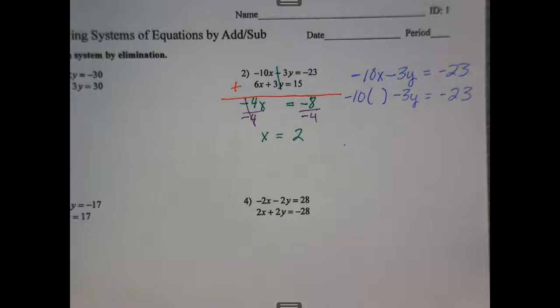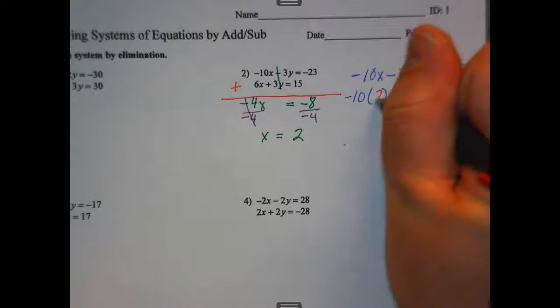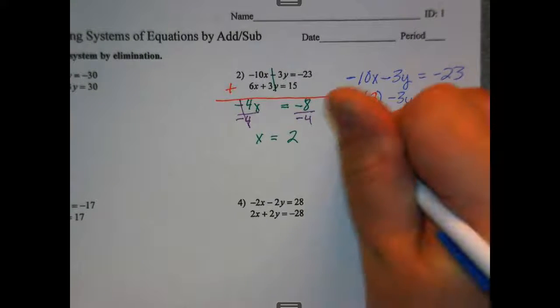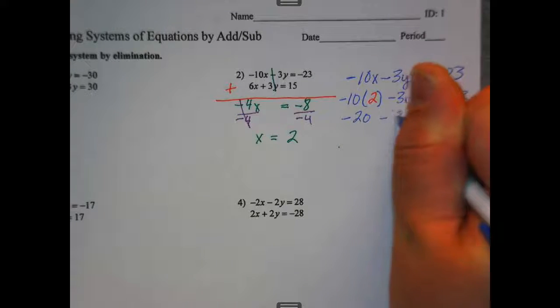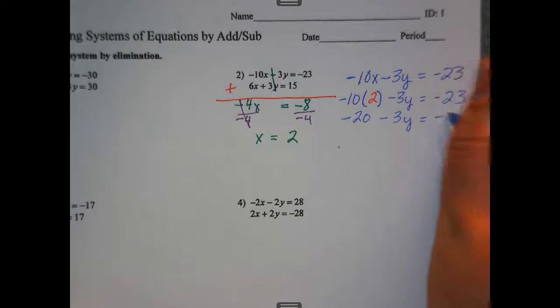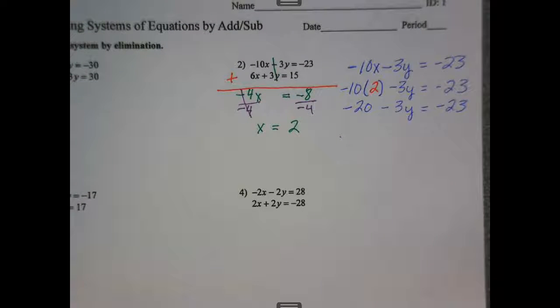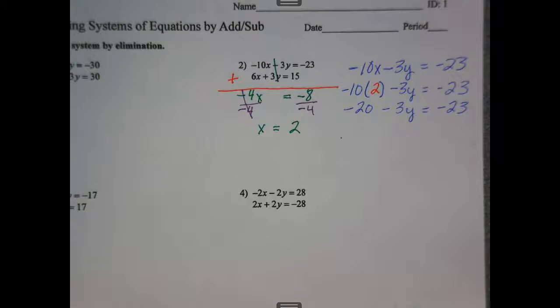Negative 10x minus 3y equals negative 23. And my x is what? 2. So I have negative 20 minus 3y equals negative 23. So now all I have to do is solve for y.